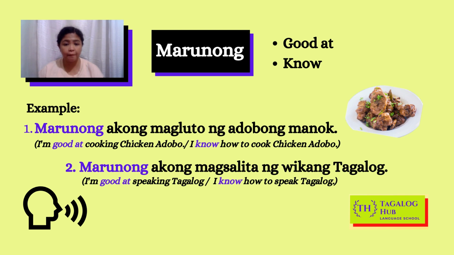First word, marunong. We, Tagalog native speakers, use this word in the context of good at something or know something. Example, marunong akong magluto ng adobong manok. This sentence could be translated either of the following: I'm good at cooking chicken adobo, or I know how to cook chicken adobo.